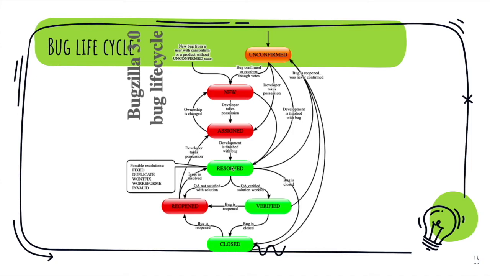And once the bug is resolved, it is going to be verified by the tester, and if the tester says okay, this is working fine, the bug is closed. But if the developer has fixed the bug and the tester is not satisfied, and maybe the issue is not working as expected, then the bug will be reopened and assigned back to the development team.